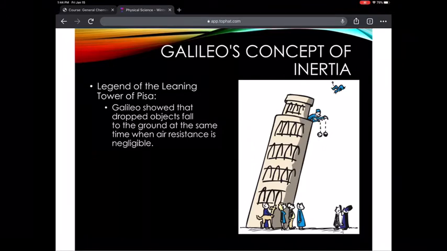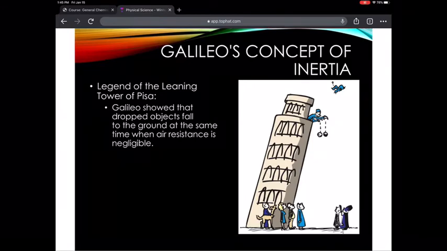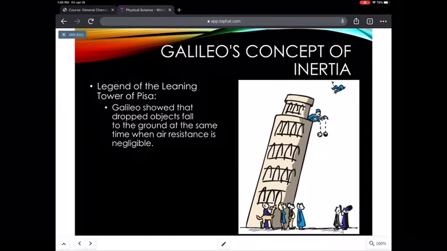This showed to the world that, first of all, Aristotle should have done some actual experiments and not just relied on his brain, but also that a heavy object and a small object fall at exactly the same rate when air resistance is negligible. This may not seem like too big of a deal. You might be thinking, okay, who cares? But we'll get into it later on why that actually does matter.